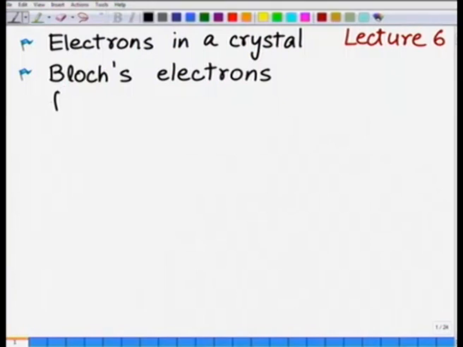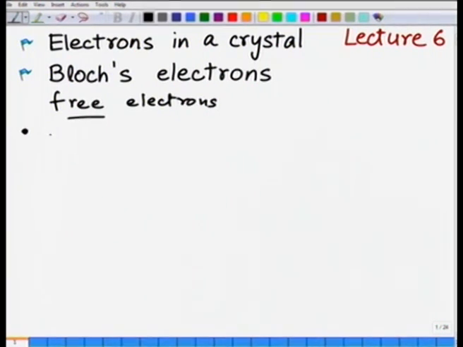So what I am going to do now is start including the crystal underlying it. So far we did free electrons. In free electrons, what are the things we did? Let us just think about it. When we did free electrons, two things we did.